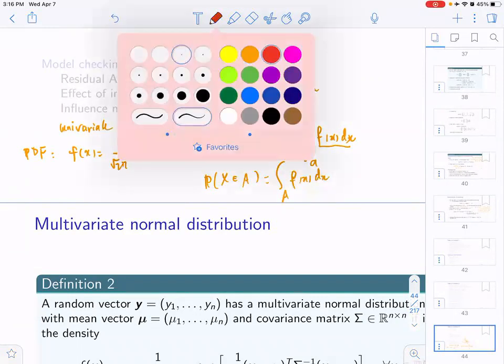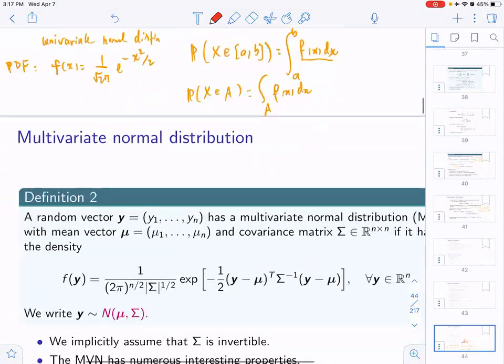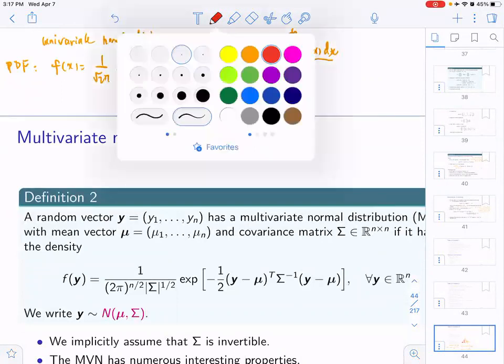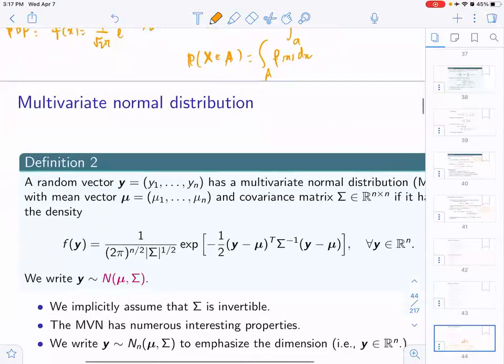I can do it, for example, over a disjoint set, the union of two intervals. I can take the integral over this set, and it gives me the probability that I'm in the union of these two, somewhere here or here. And this can be generalized. You can think of X as a vector and A as a set in R^n. When you take the multidimensional integral of this function over that set, it gives you the probability that the random vector is inside that set. That's the general meaning of the PDF.